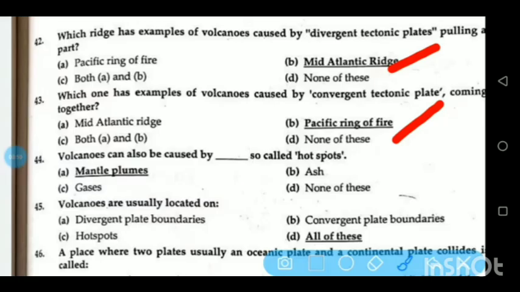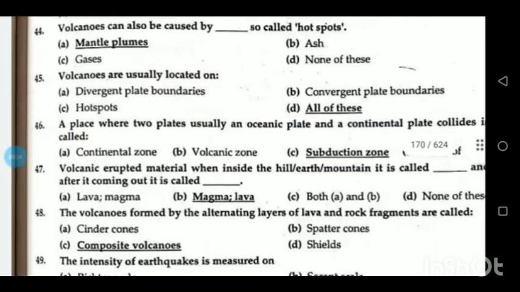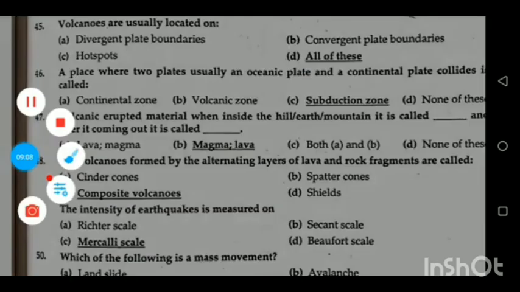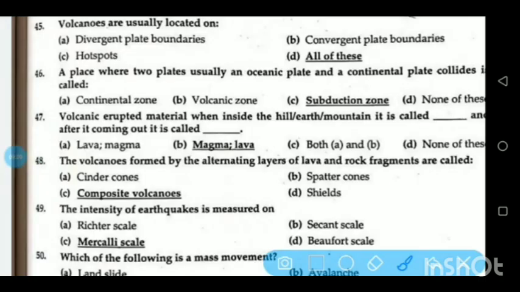Volcanoes can also be caused by mantle plumes. Volcanoes are usually located in all of these: divergent plate boundaries, convergent plate boundaries, and hotspots. A place where two plates, usually an oceanic plate and a continental plate, collide is called a subduction zone.